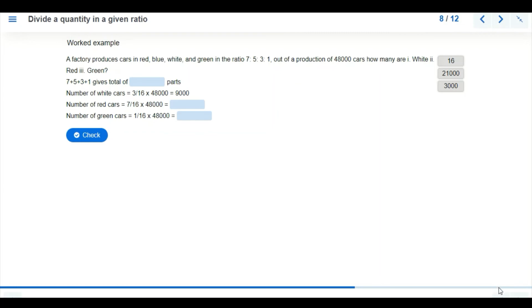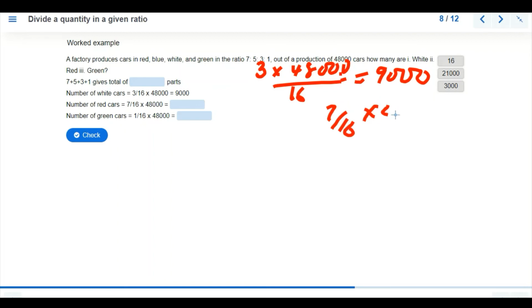So quickly we are going to be solving that together. By the time we solve that, we're going to have the number of cars for each color. So let's solve that. So we have 3 multiplied by 48,000 divided by 16. That will give us 9,000. So the number of white cars is 9,000. The next one is red cars. That is 7 divided by 16 multiplied by 48,000. That will give us 21,000. So we have 21,000 red cars.